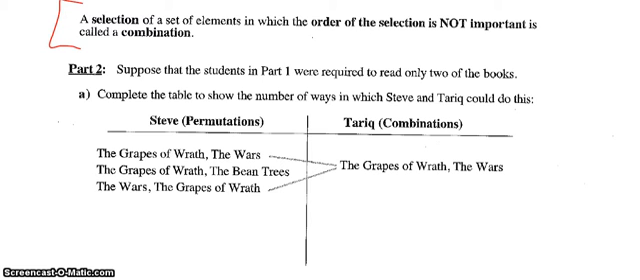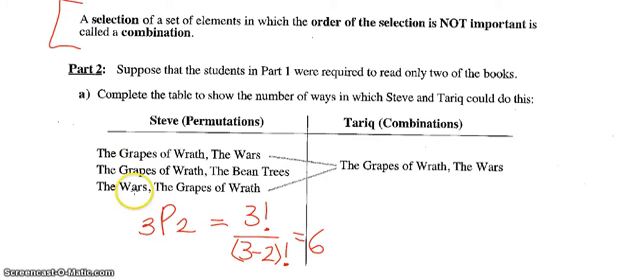All right, suppose that the student in part 1 were required to read only 2 of the books. Complete the table to show the number of ways in which Steve and this other student could do this. First he can do Grapes, Wall; Grapes, Beans; Wall, Grapes. The number of ways is 3 permutation 2, because you have 3 books and you choose 2. Using the formula, 3 factorial over 3 minus 2 factorial, you do the math, you get 6 ways.